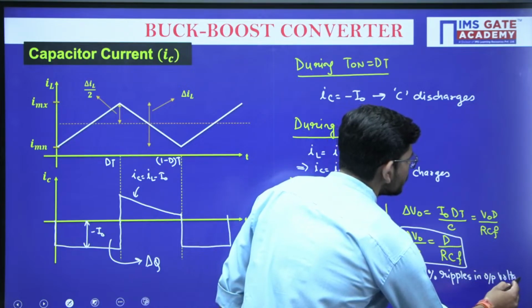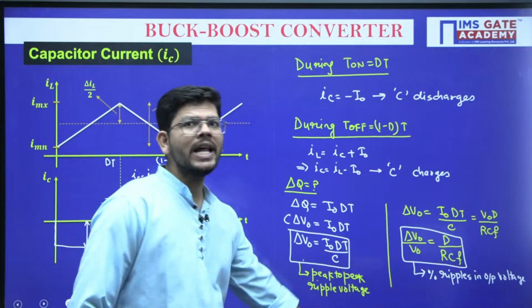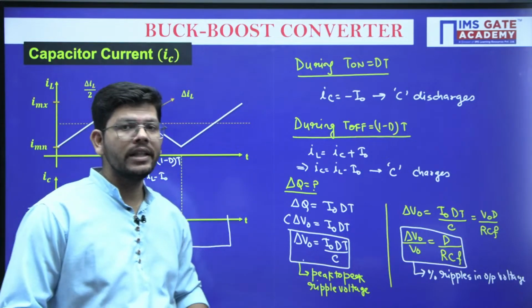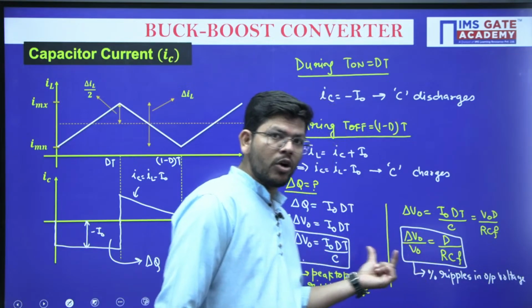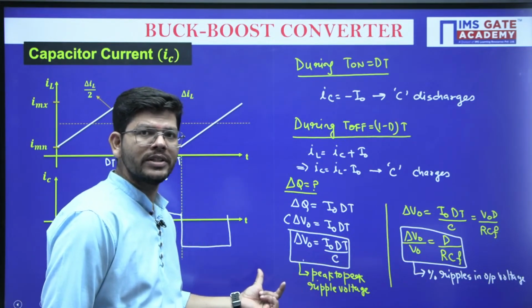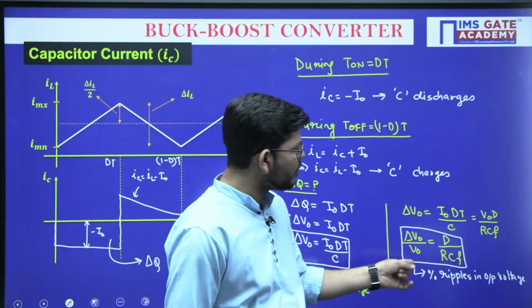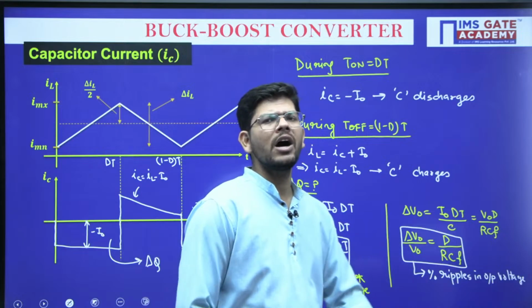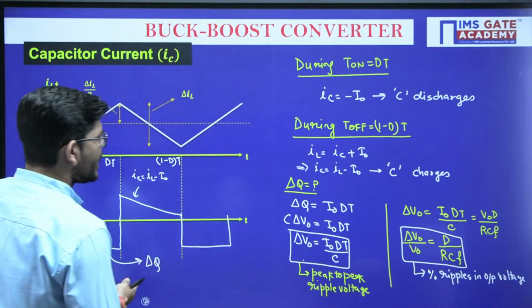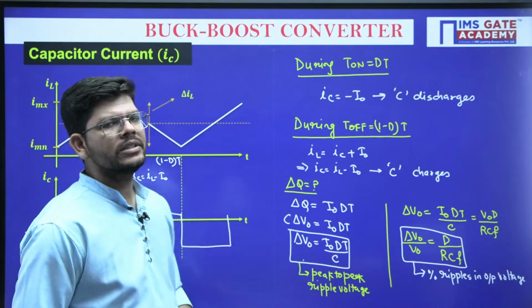It has never been asked in the GATE exam, but in an upcoming GATE exam it can be asked. So this is what you have to calculate, not del V naught. You have to calculate del V naught upon V naught. This is called the percentage ripple in output voltage. So this is how the behavior of the capacitor and the things related to capacitors can be calculated.